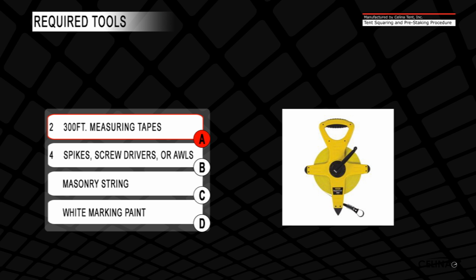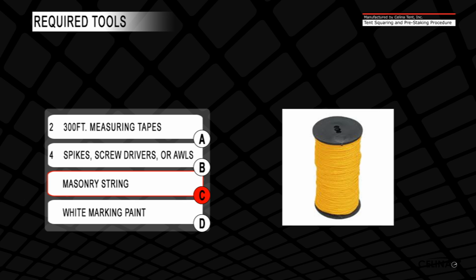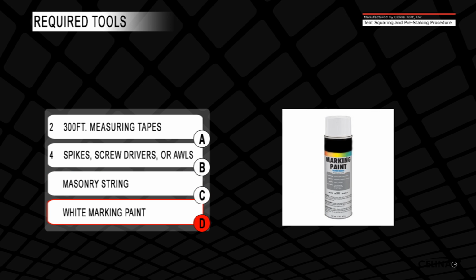The tools required for tent squaring are 2 300-foot measuring tapes, 4 spikes, screwdrivers or awls, masonry string, white marking paint.